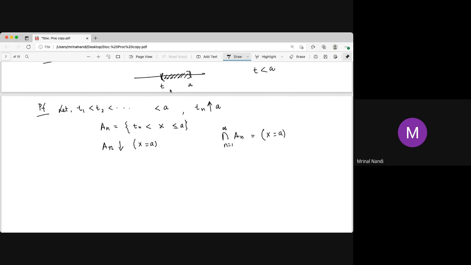So it is just that set. For every n, a is in the set, so a is there, but no other point is there. So it just decreases to that. And we know that the limit can be interchanged. So the limit of the probability of An is nothing but the probability of the limit. We know in measure theory class that this is also true for any measure, so it is also true for probability. We discussed in the first two lectures that this is nothing but the probability of x equal to a.